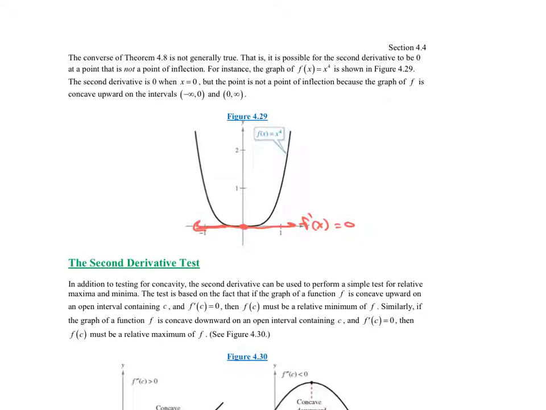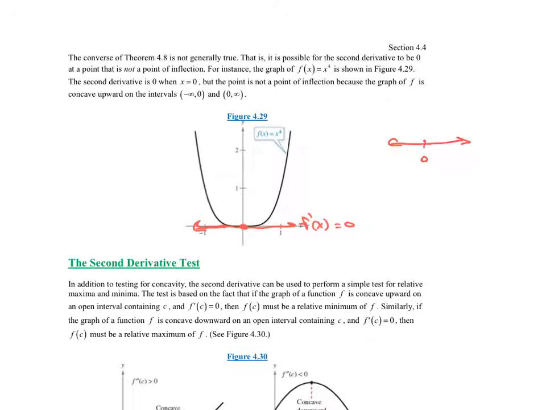Well, if you notice, f double prime of x is also equal to 0 at that point. So it's saying just because your second derivative is equal to 0, it does not mean that you have a point of inflection. So here's what it would have looked like if we did the number line.